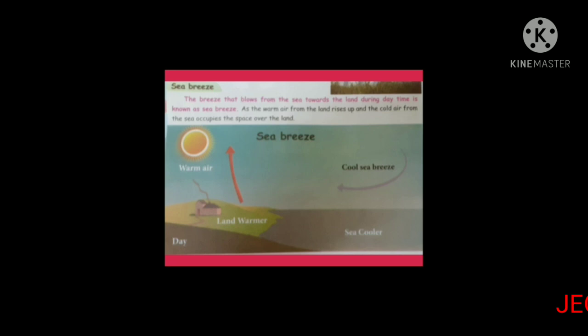So, what is a sea breeze? A sea breeze or onshore breeze is any wind that blows from a large body of water towards or onto a landmass. It develops due to the difference in air pressure created by the different heat capacities of water and dry land.